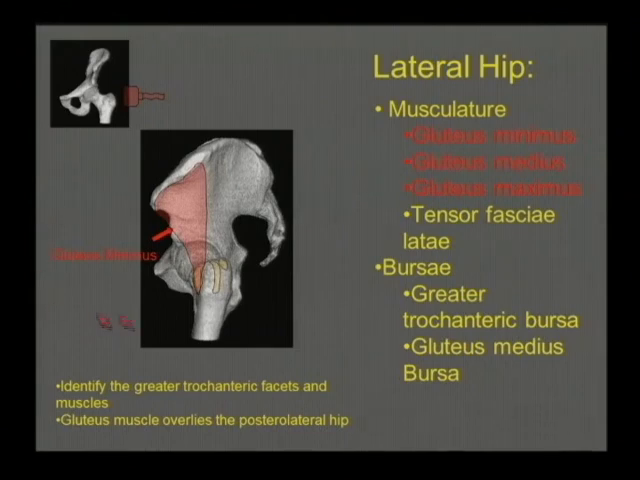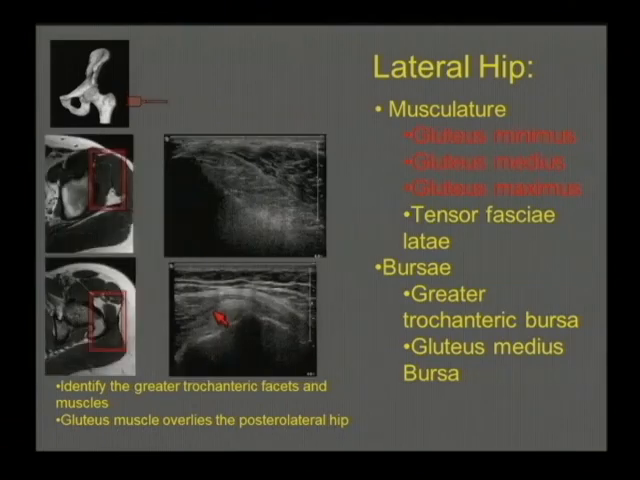Gluteus minimus is located anteriorly, again coming down to the anterior facet. More superficial to that is going to be gluteus medius, which is larger and has these two sites of tendon insertion on the lateral and posterior facets. Gluteus maximus, larger muscle, more posterior, overlying the posterior margin of gluteus medius. And along its anterior margin, you want to look at the thickened fascia, which also runs over the lateral margin of the greater trochanter.